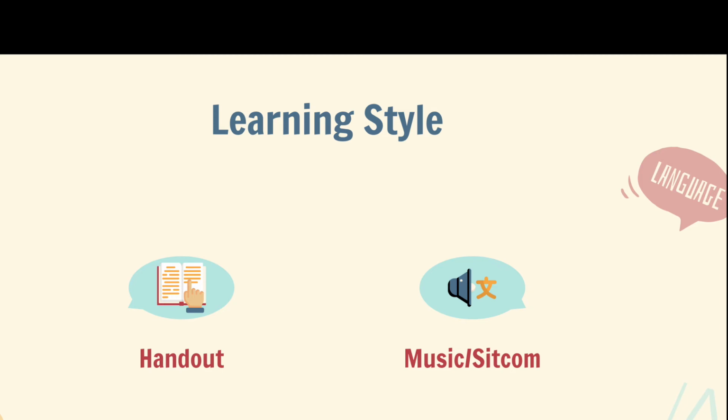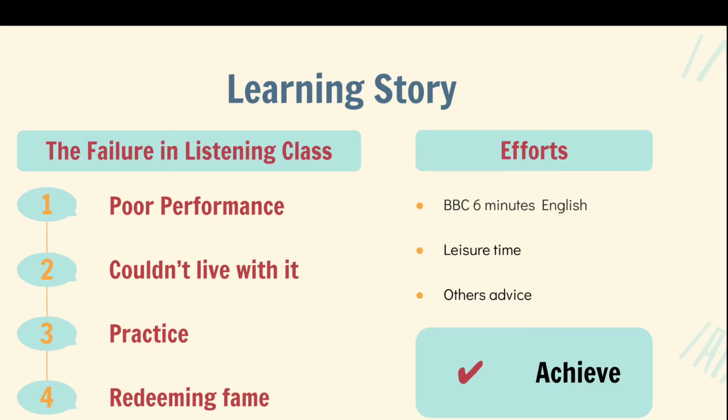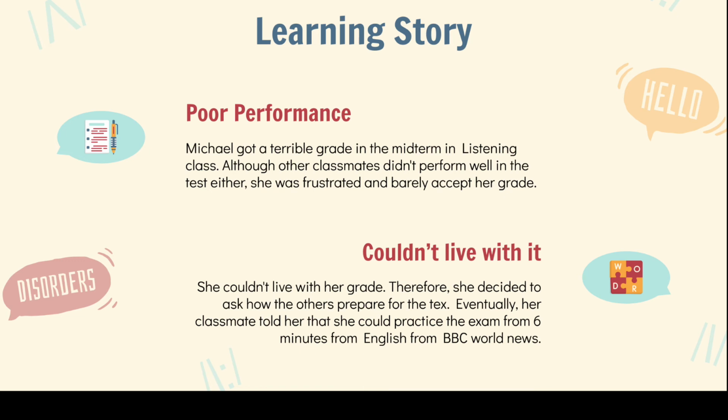Next, I'm going to share her learning story. This learning story of Michael's is a failure in listening class. The story has four stages: poor performance, couldn't live with it, practice, and redeem fame. Let's get into the story. The first is poor performance. Michael got a terrible grade in the midterm in listening class. Although other classmates didn't perform well in the test either, she was frustrated and barely accepted her grade. After that, she couldn't live with her grade.